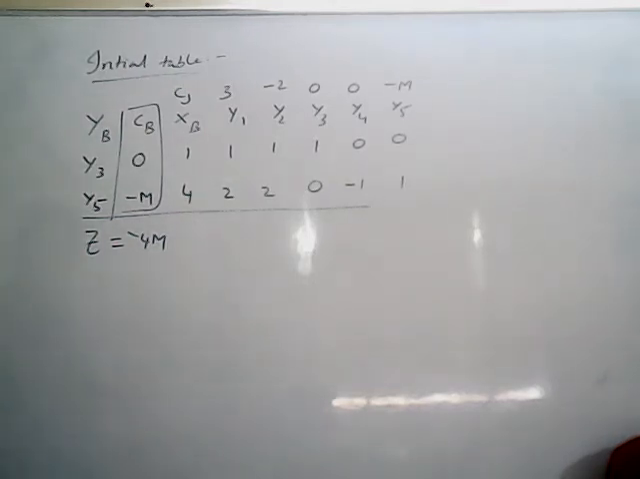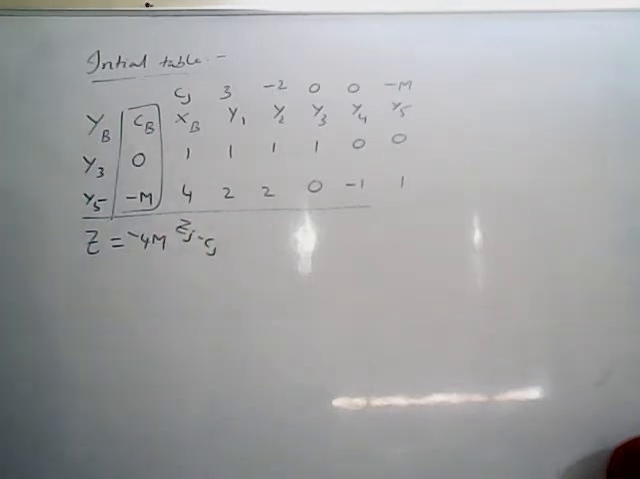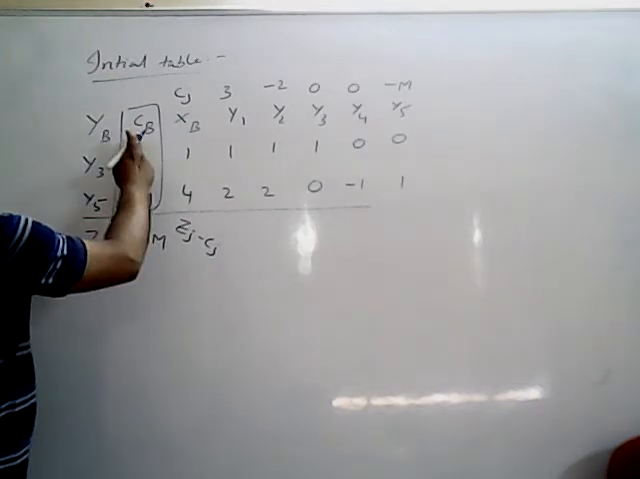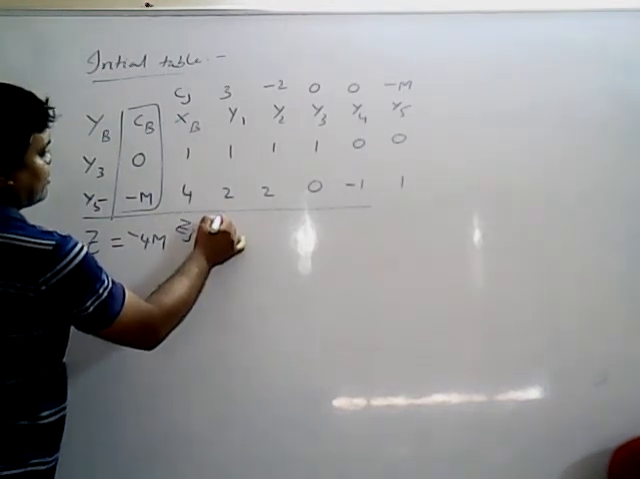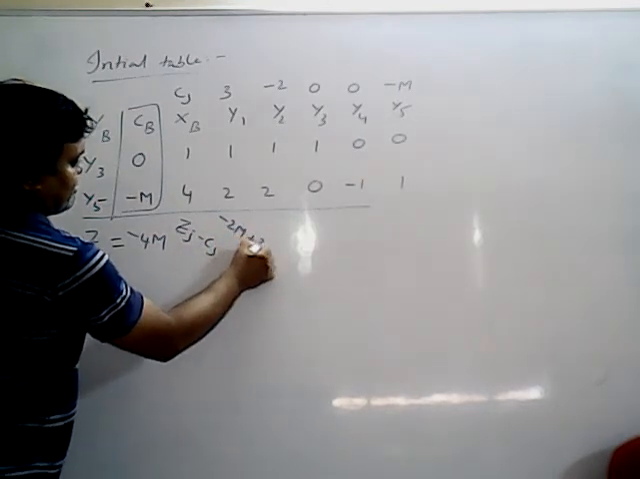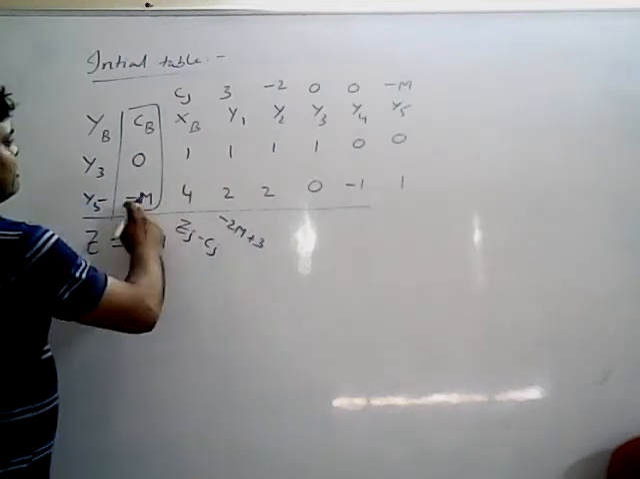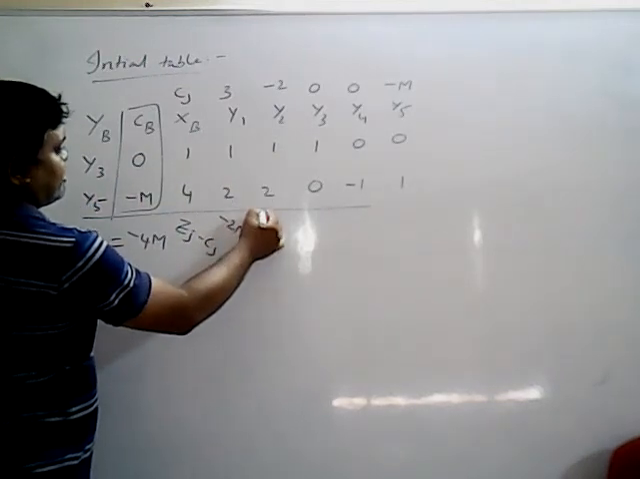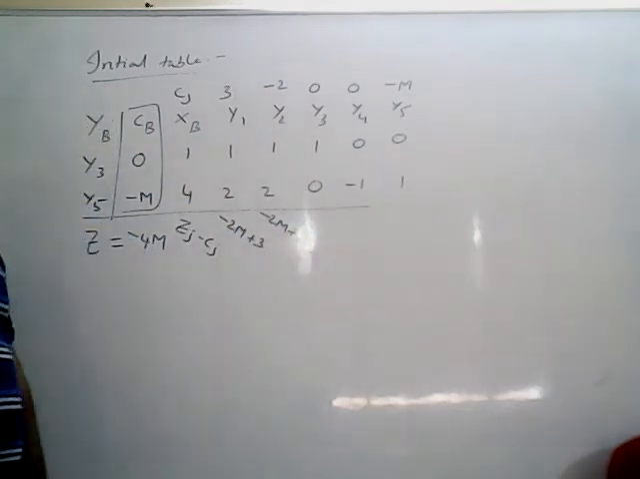And then what you have to calculate? Net evaluations you have to calculate. So net evaluation is Zj minus Cj. Okay. So now you calculate Zj minus Cj as Cb into y1. This is 0 into 1, 0, minus 2M, plus 3, minus 2M plus 3. Okay, next Cb into y2, 0. This is minus M into 2, minus 2M. Minus into minus is plus, minus 2M plus 2.